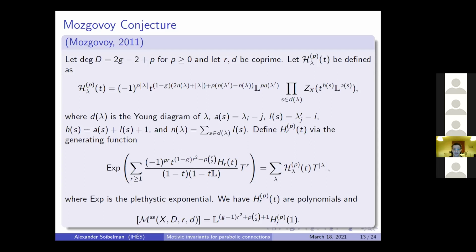Yeah, so the definition for H_{p,r}(t), which is actually what gives you the motivic classes of the moduli space, is given again in terms of a generating function that is defined in terms of the script H and the plethystic exponential mentioned earlier. So there's a formula here, which is correct if you add in the p in parentheses on the left side.